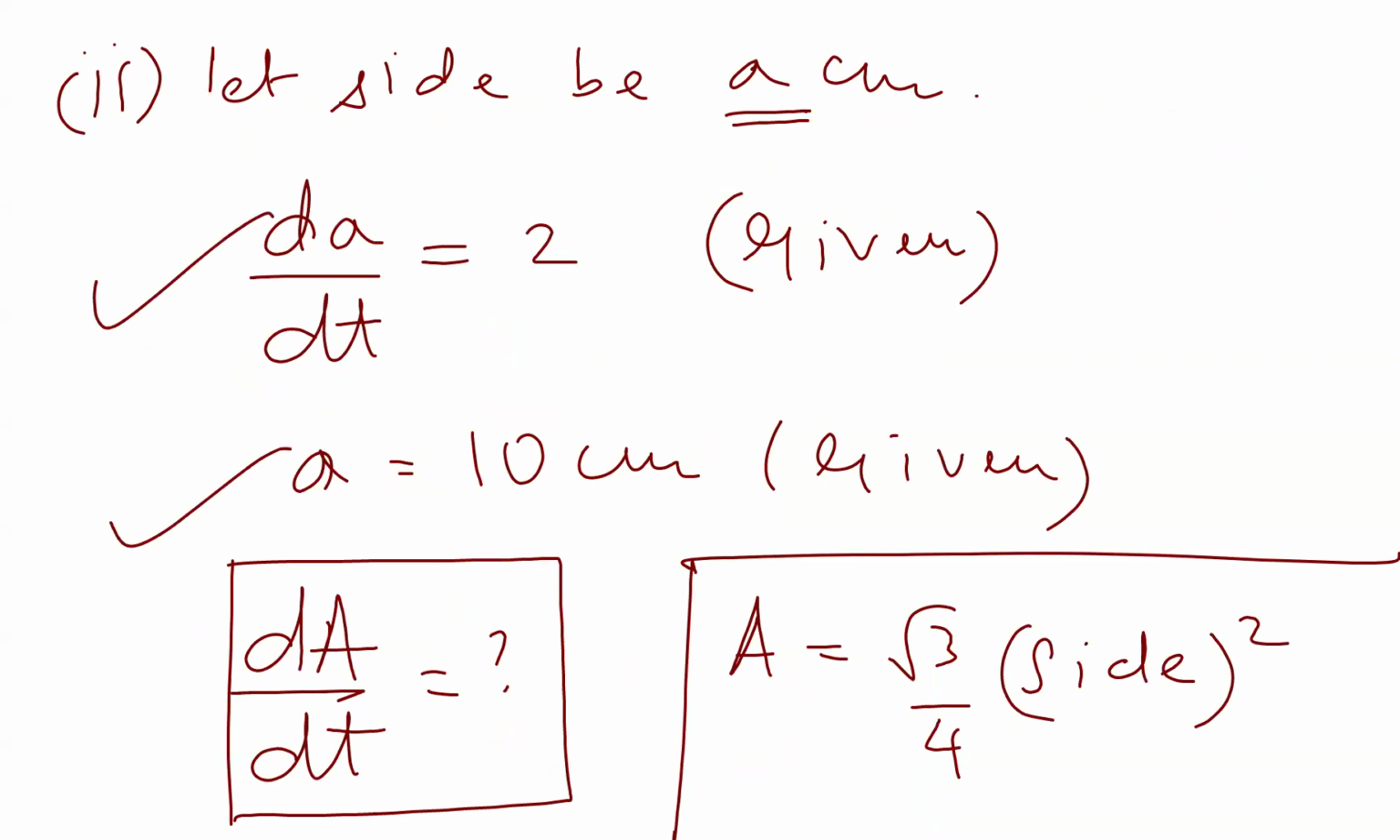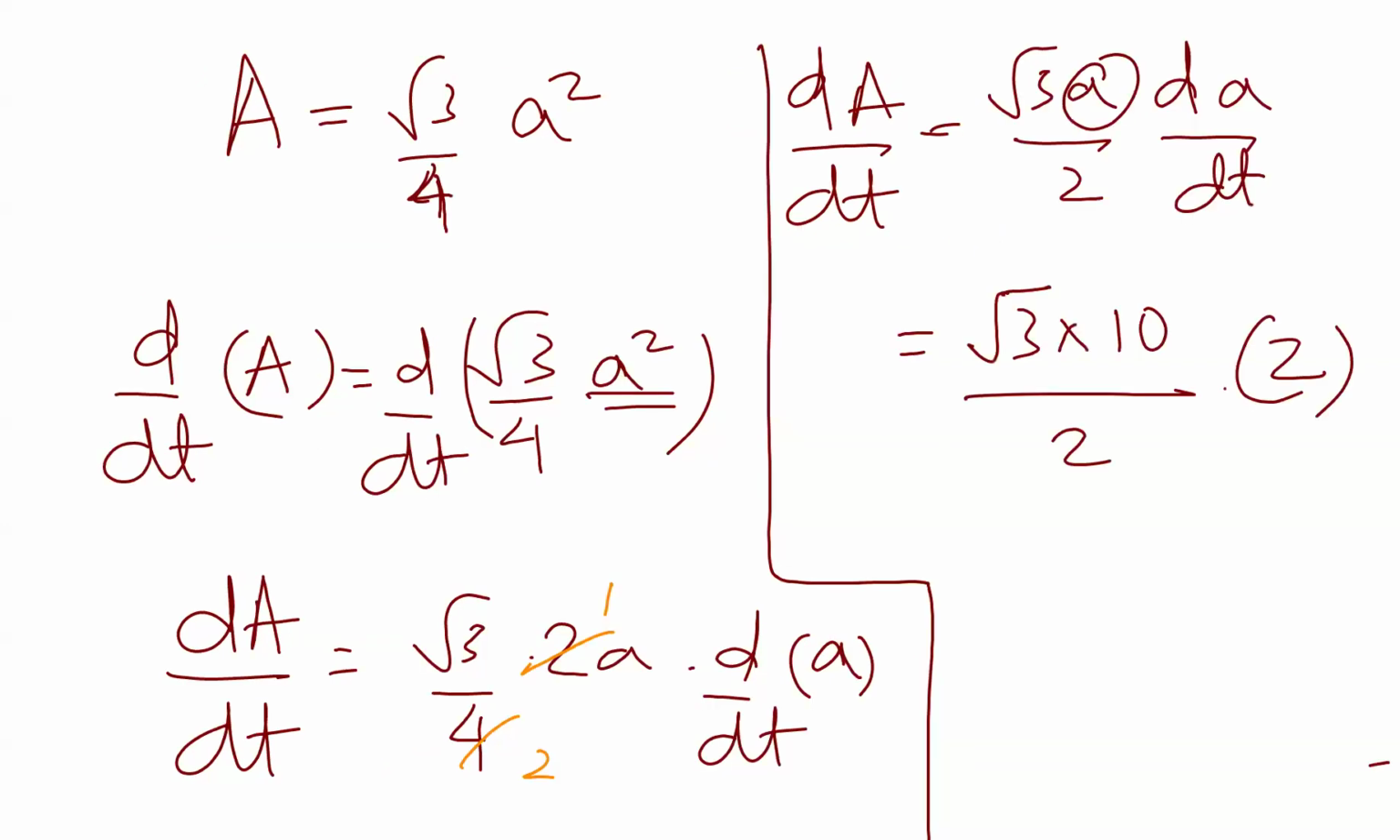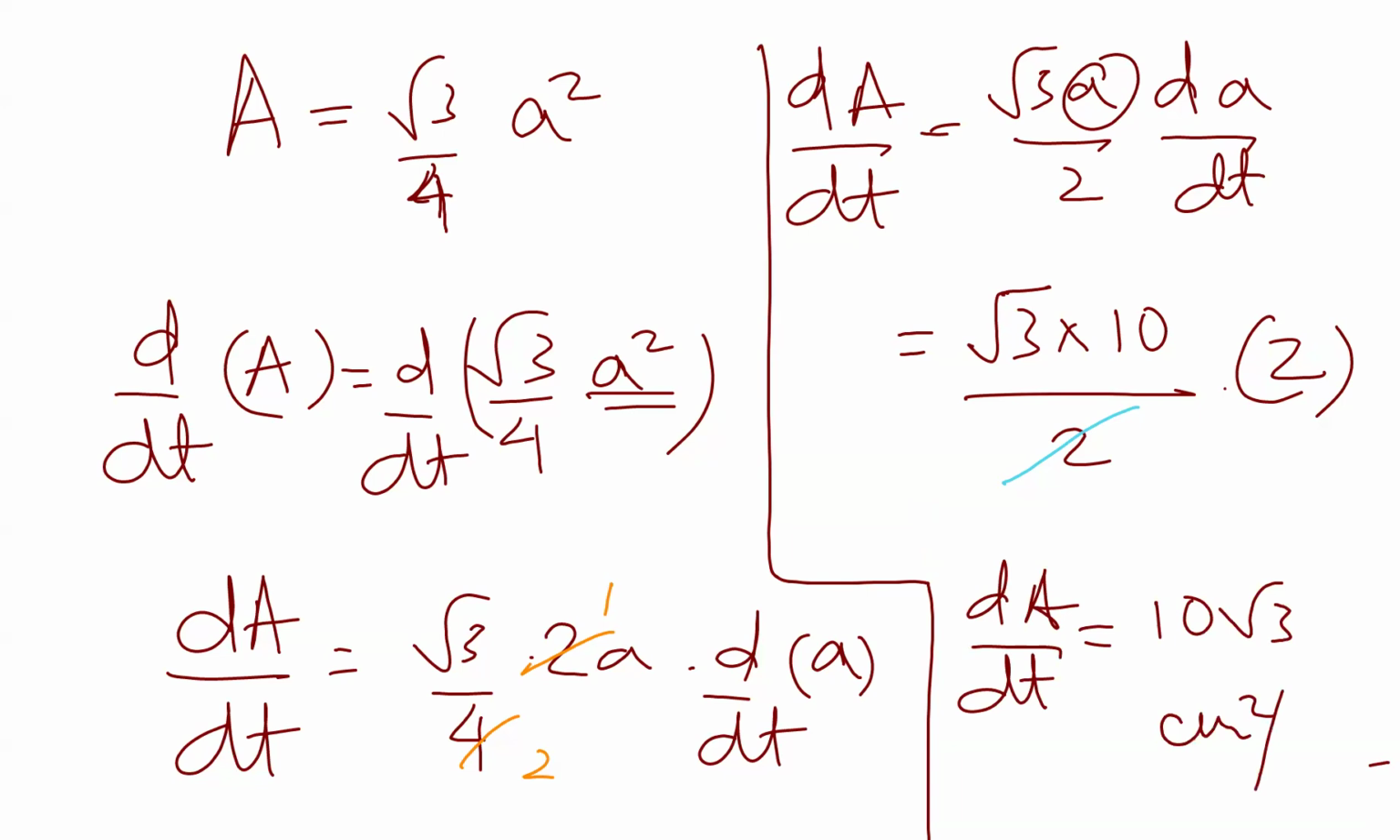So you put the values after differentiating, don't put them before differentiating. Okay, so this 2 and this 2 will get cancelled. So this will be 10 root 3. So dA by dt is equal to 10 root 3 centimeter square per second.